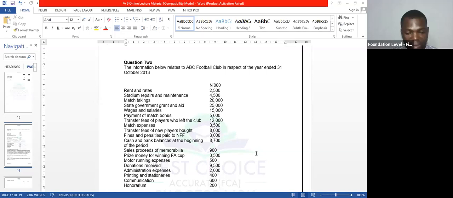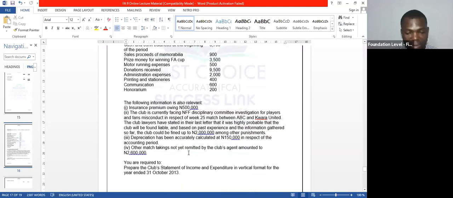So let's look at the additional information. The first one that we have there is the insurance premium owing. Insurance premium of 100,000 means that this money is not paid yet. It means the amount of money unpaid, they are owing the insurance people of that premium. So we need to account for that, because it has not been catered for under the first table given to us.